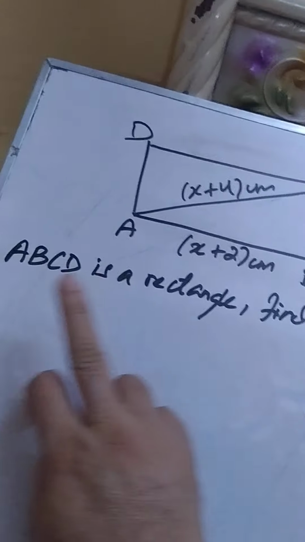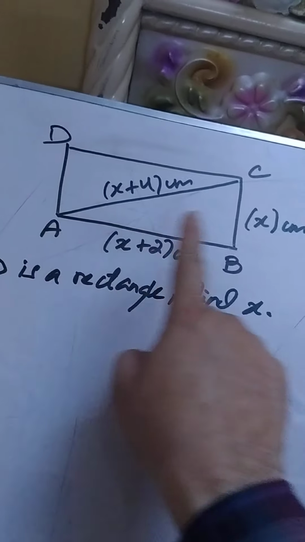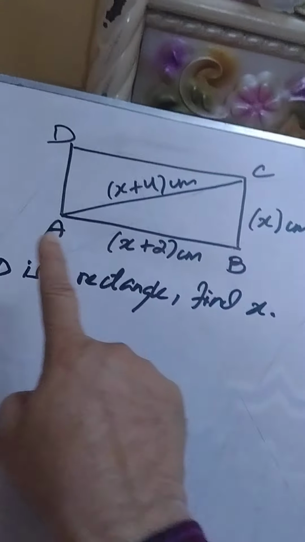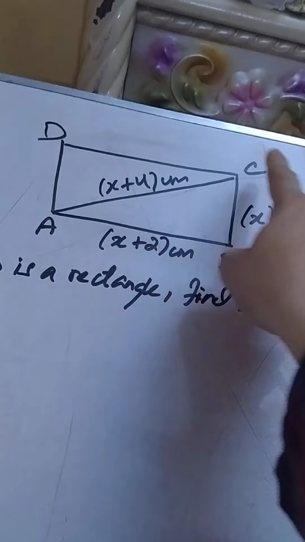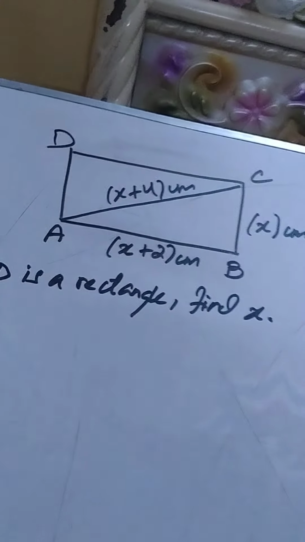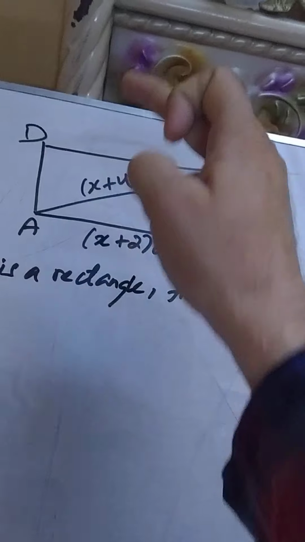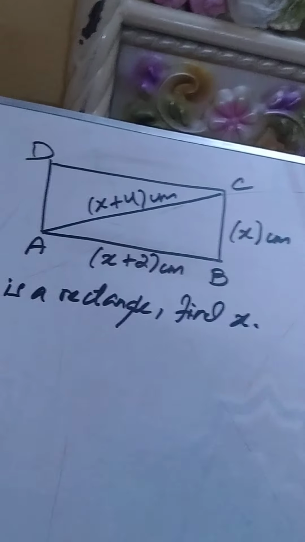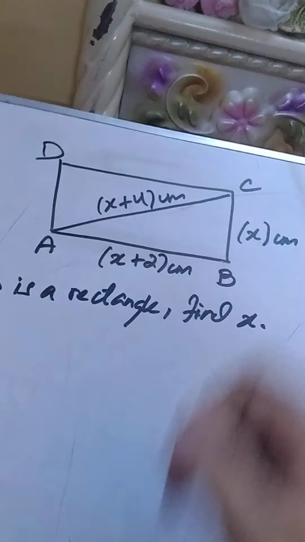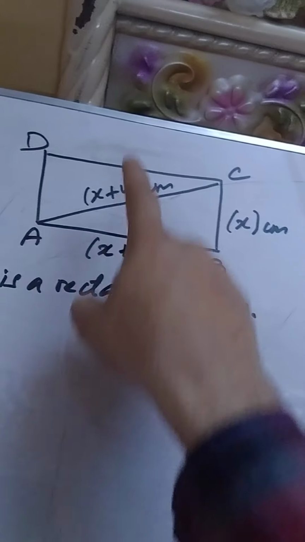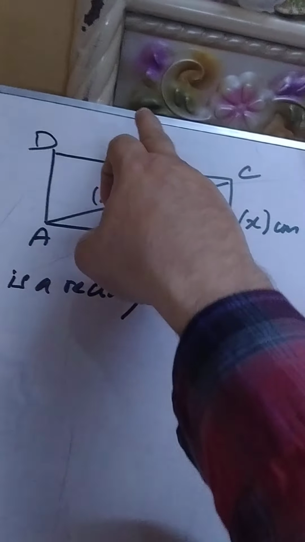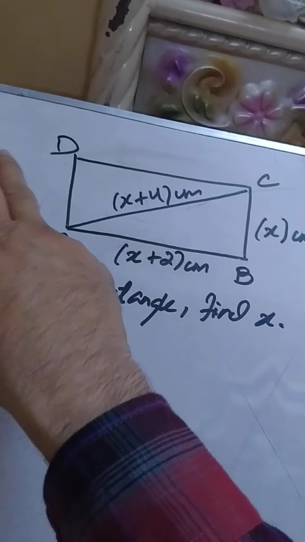But here, look here guys. ABCD is a rectangle. AB is the longest side. We know that in a rectangle, AB and DC are the two opposite longer sides, and the two opposite longer sides are equal. BC and AD are the two opposite shorter sides. So guys, we know that in a rectangle the opposite sides are equal in length. If this is length, this is also length. If this is breadth, this is also breadth. It means if this is x plus 2, this will also be x plus 2. If this is x, this is also x.